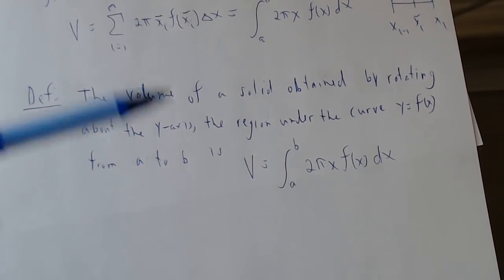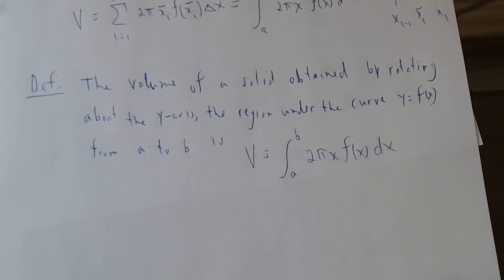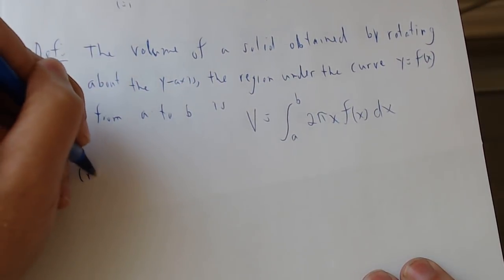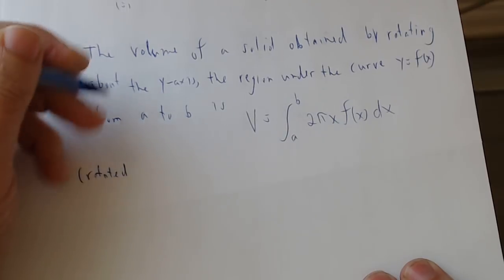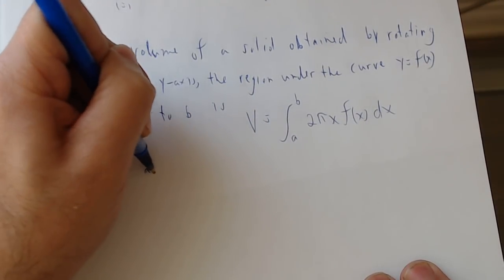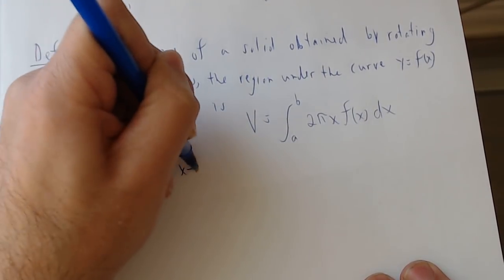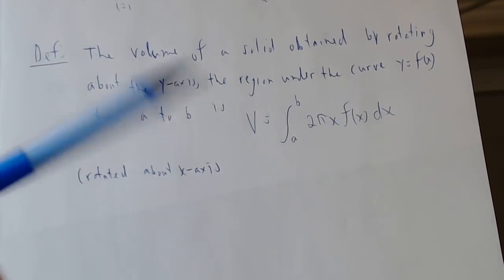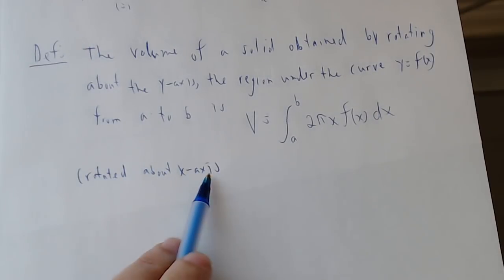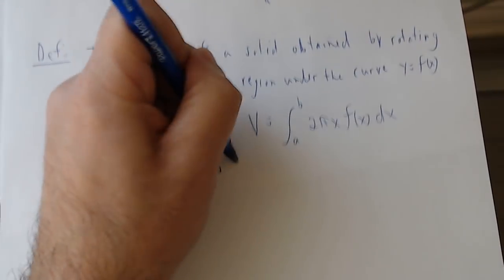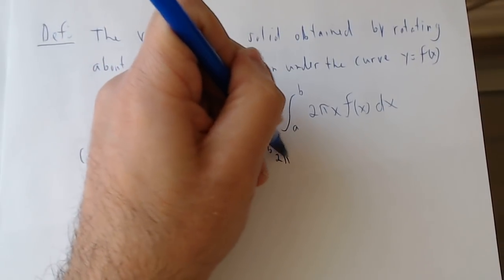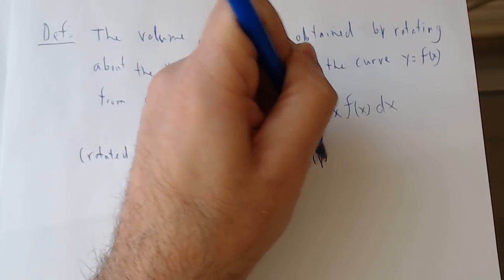Now, what if I rotate the other way? If my shells are sideways, then you're doing the same thing, except now everything has to be with respect to y. So we can just put that in parentheses here. If we rotate about the x-axis, in other words, if my shells are sideways, that means everything has to be in terms of y. So V equals the integral from a to b, where the lower and upper limits have to be with respect to y, of 2 pi y f of y dy.